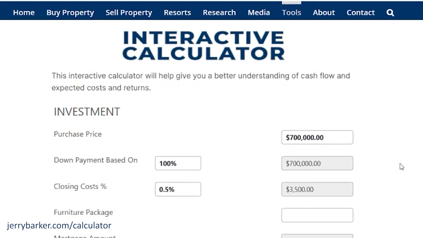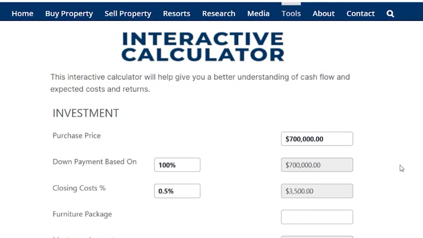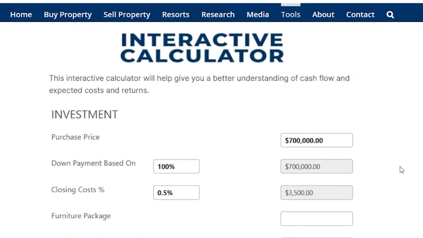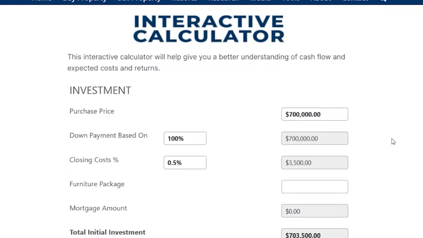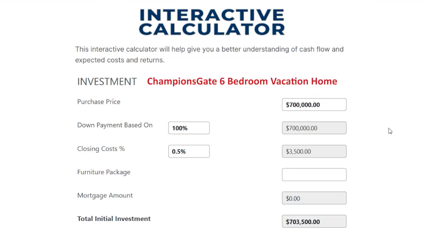For this example today, we're going to play around with a property. I had a look on the MLS this morning and found a really nice $700,000 listed six bedroom home in ChampionsGate Resort, which we're going to use as an example. A great median property, and it's very easy to run the numbers on that one, so it gives you an idea on that particular overview.